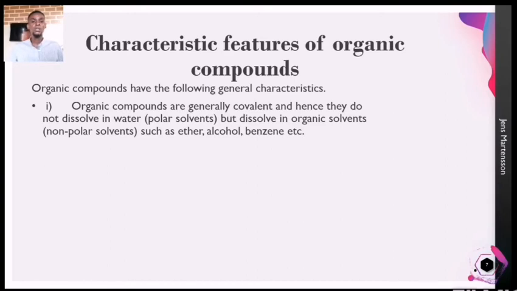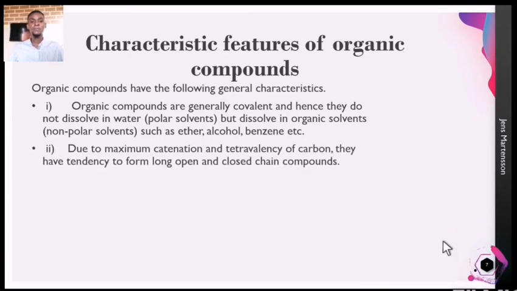Let's take for instance carbohydrates like flour. It will not dissolve in water readily. Now we can have other organic compounds. If you check out most organic compounds in your home, such as fat, they also will not dissolve in water, and that is what I mean by not dissolving in water and dissolving in other solvents. So the second aspect we're looking at is they have a tendency to form long, open and closed chain compounds. This is talking about catenation. We've seen that in the previous slide.